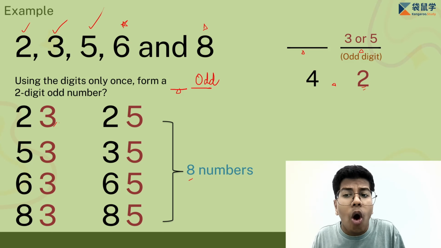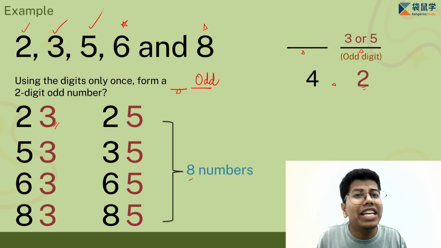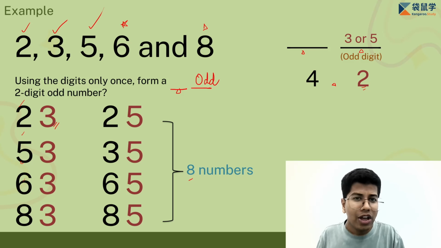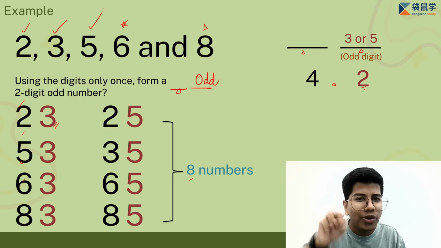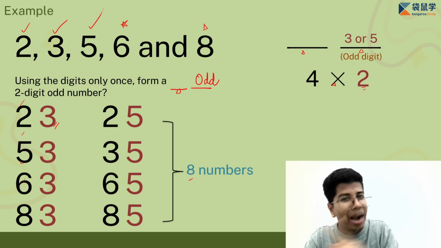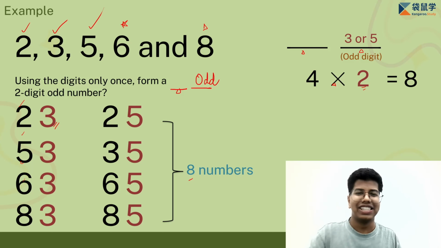And each of the options has how many combinations? Yes, we can see each of them has 4. So, one of the options got 4, 2 will have? Yes, 2 times 4. And that's the reason why there is a multiplication sign. And then the answer is 8.